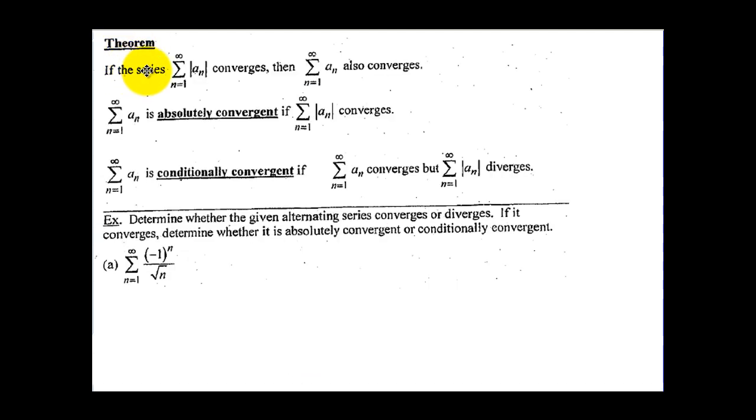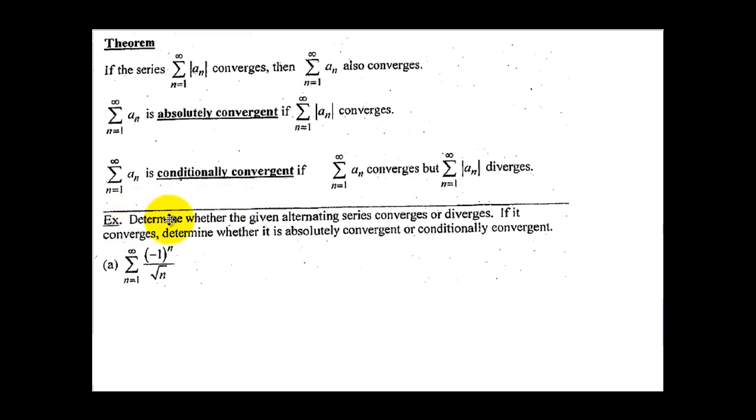Here we have the theorem: if the absolute value of the series converges, then the original converges, which is nice. So now we only have to have one test. If the absolute value converges, then we say the original series is absolutely convergent. Now let's say that the absolute value of a sub n diverges. We still have to look at the original series, and if the original series converges but the absolute value diverges, then we say the original series is only conditionally convergent, which means if we rearrange the terms, we might get a different sum.